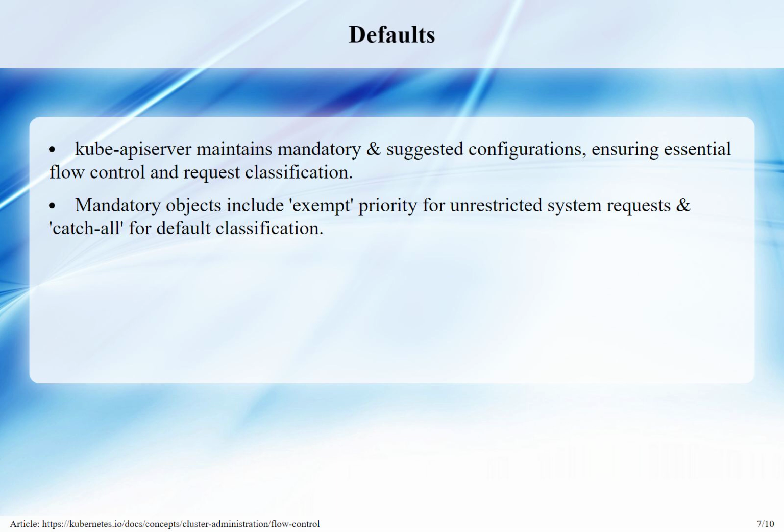Mandatory configurations address the server's built-in guardrail behavior. Notably, the exempt priority level bypasses any flow control, classifying certain system requests, like those from the system masters group, as exempt. The catch-all level serves as a failsafe, ensuring all requests are classified, albeit with minimal concurrency shares.